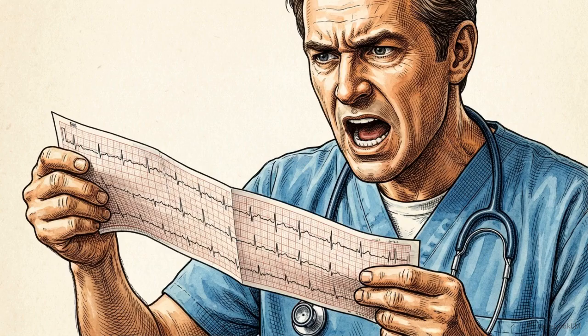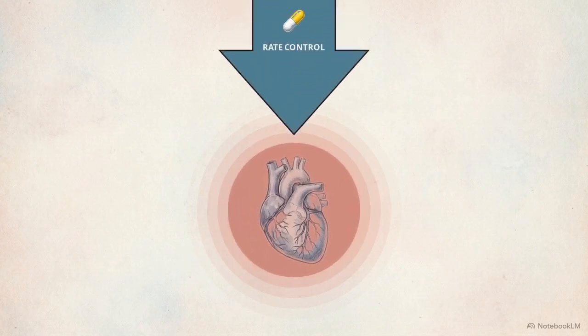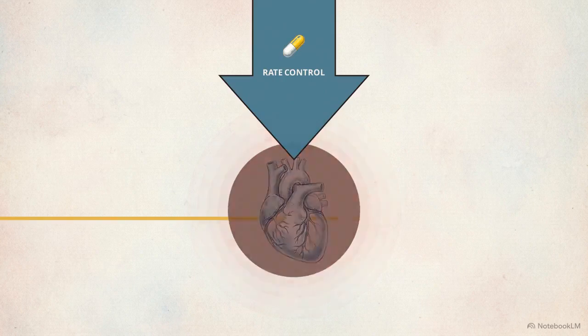If an ER team treats this like a standard heart attack and administers routine rate-controlling drugs like beta blockers, the patient could die instantly. The inflamed heart is simply too weak to tolerate any further slowing of its rhythm.